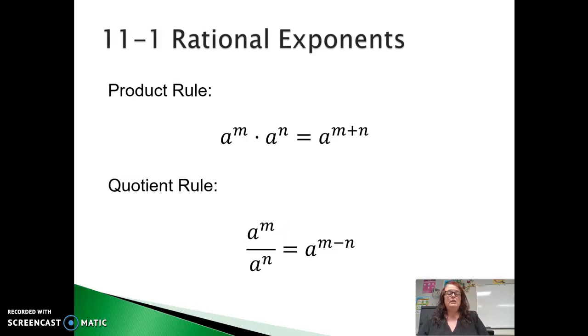subtract their exponents. So I want to be clear about something. The bases themselves don't cancel. That's a common error that people make. The subtracting of the exponents is what makes the canceling.